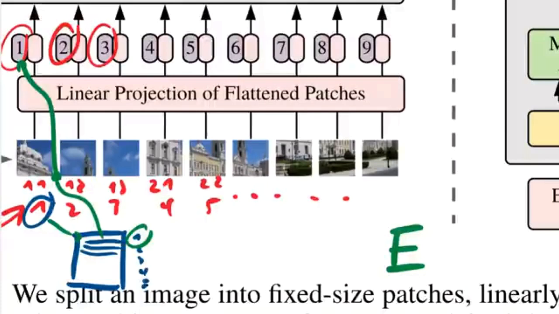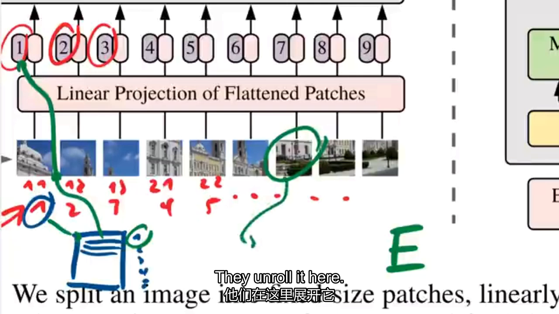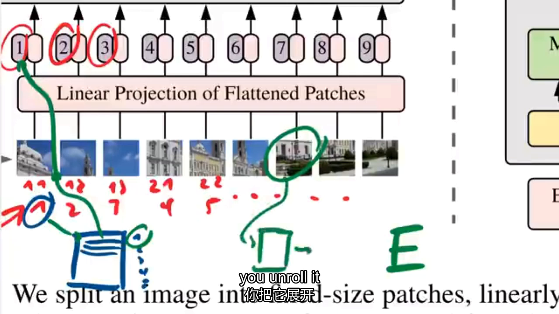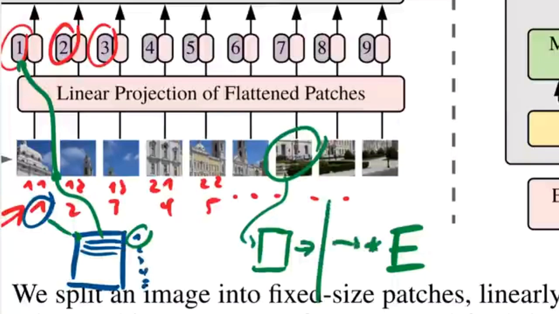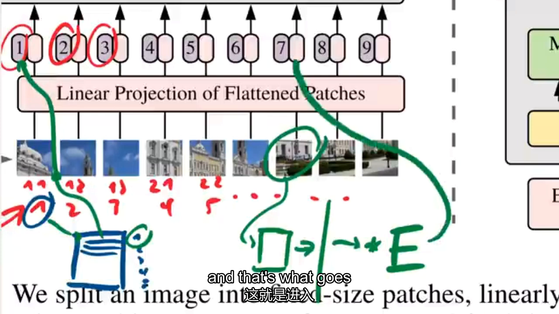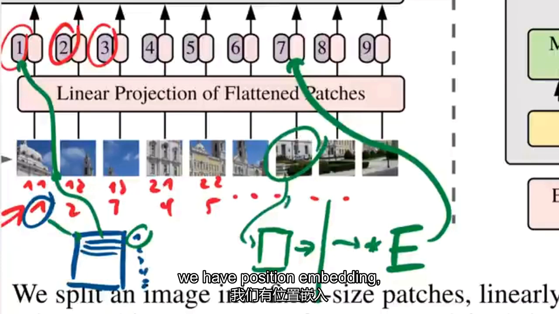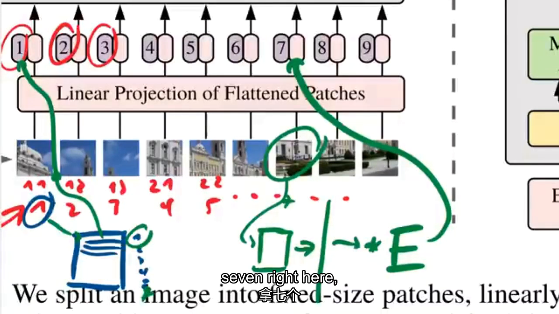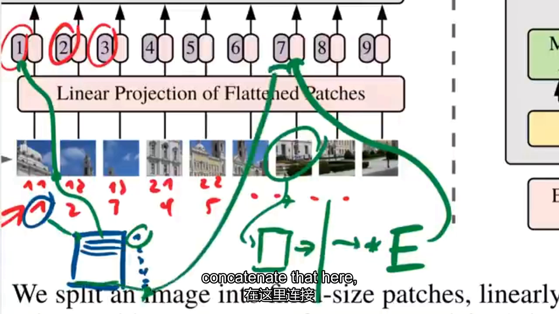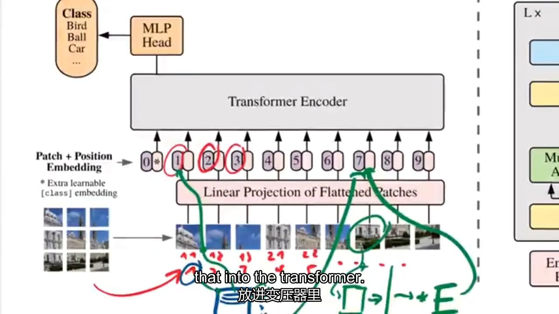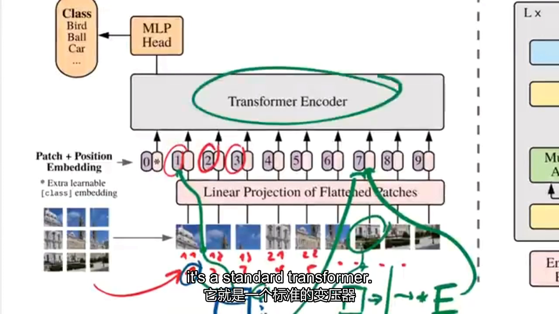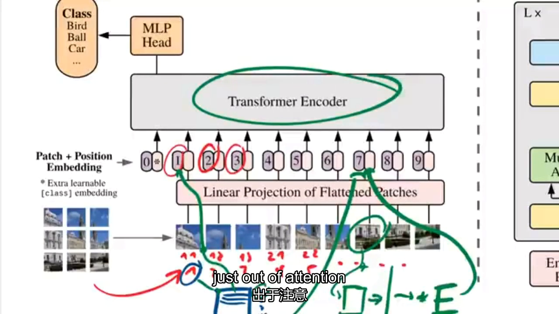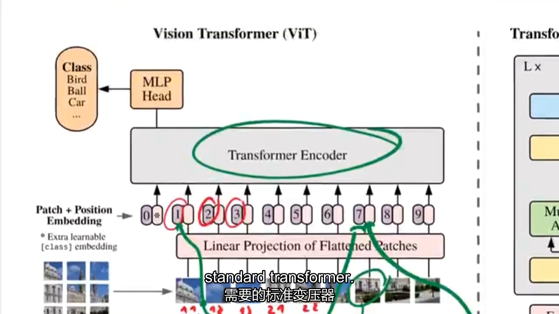In this case, embedding, they take a patch like this, they unroll it. So here you have the image, you unroll it into a big vector, you multiply that vector with the embedding matrix, and that's what goes into the transformer along with the position embedding. In this case, we have position embedding 7. You go grab 7 right here, you concatenate that here or add it, and you put that into the transformer. And from here, it's a standard transformer. This is just out of Attention Is All You Need, standard transformer.